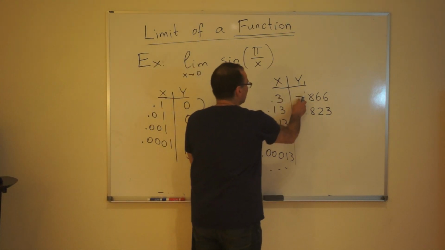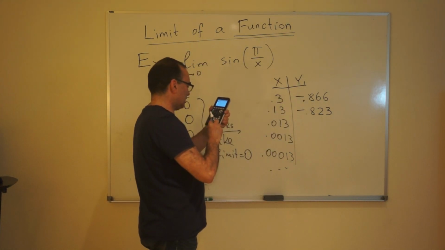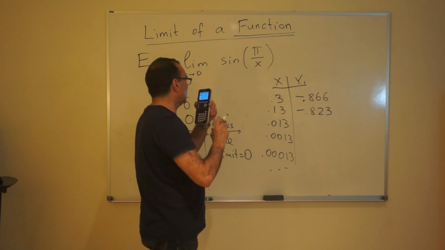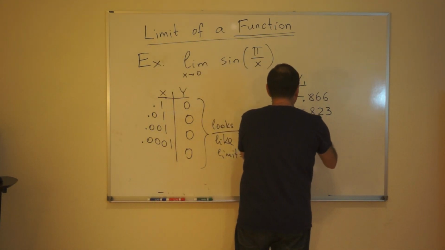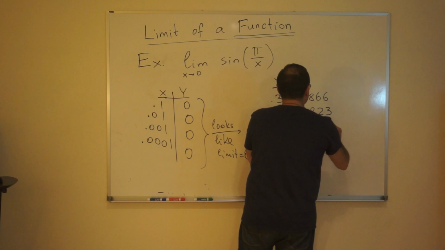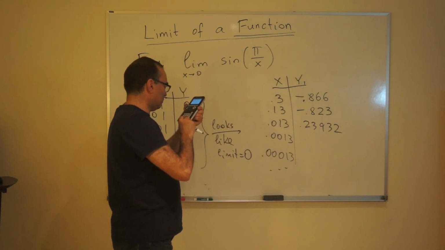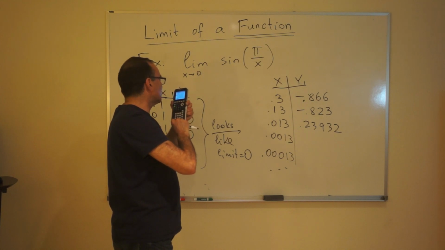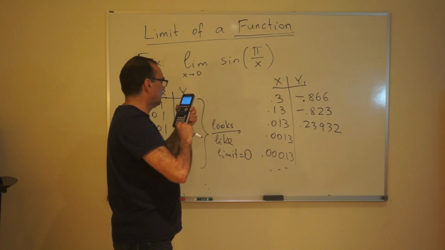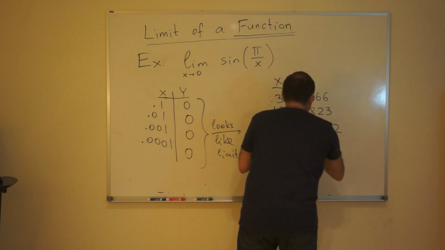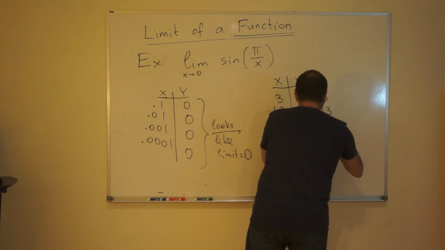But let's try some more. 0.013, the answer is suddenly 0.23932, which is very strange. So let's try some more. 0.2013, the answer is negative 0.6631.